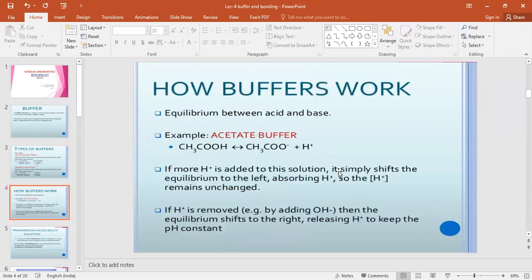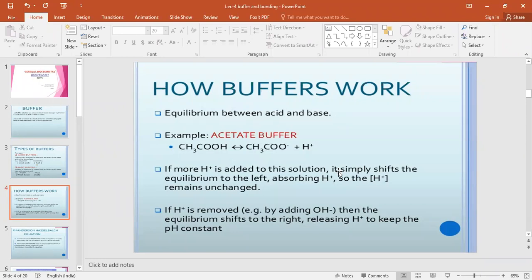Then how does this buffer work? I told you that in a buffer, if you add H+ ions or remove H+ ions, then there is no change in the pH. In the definition there is the term that it resists the change in pH. Resist means oppose, so no change in pH occurs by addition of acids or bases. So how does the buffer work?